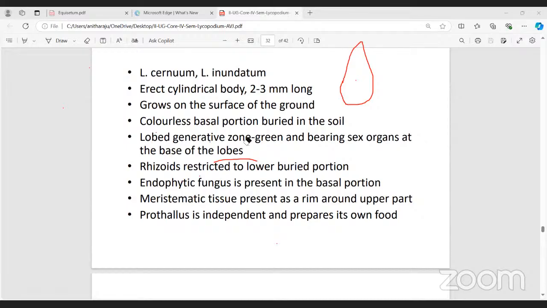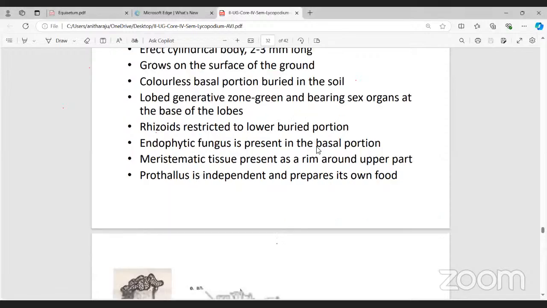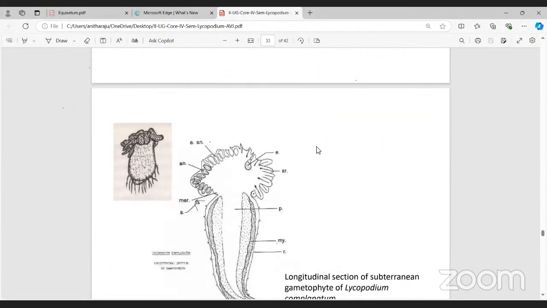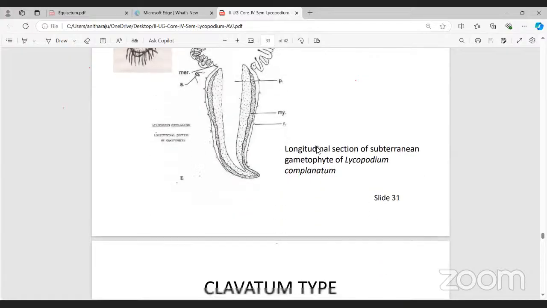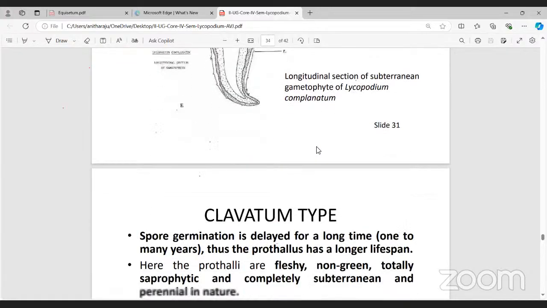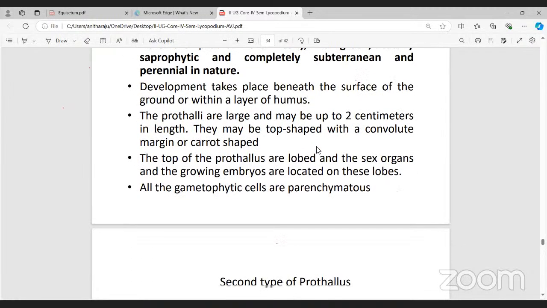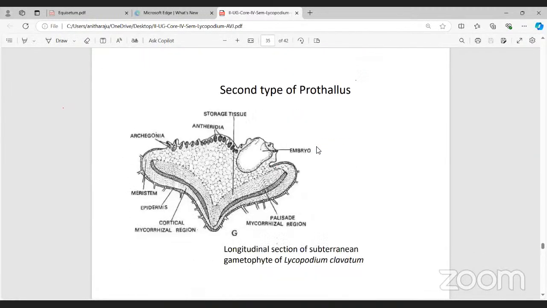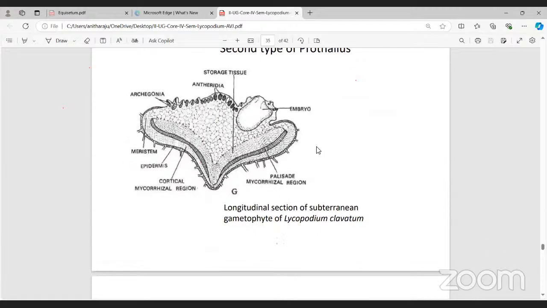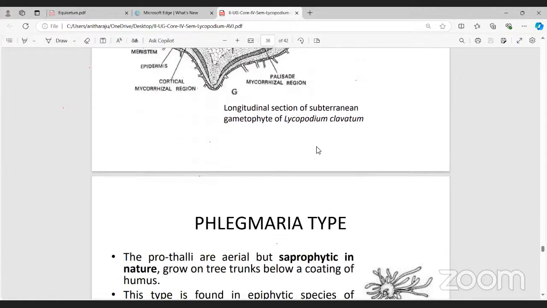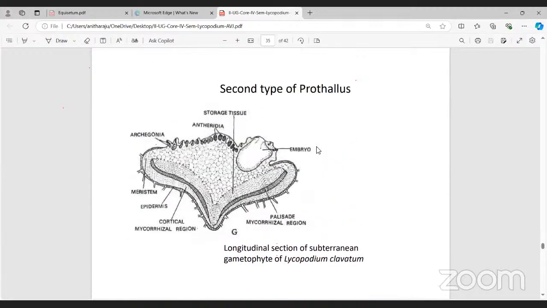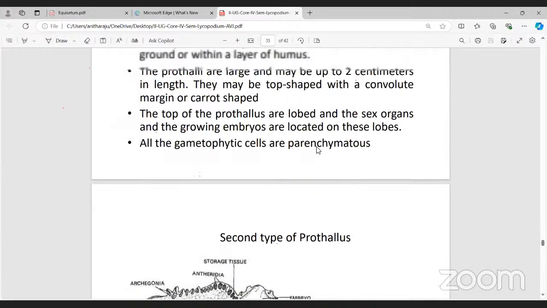So based on shape, as I already told you, this one is erect and cylindrical. The next one is Clavatum type. In the longitudinal section of the Clavatum type, you can see in the diagram, it is lobed or heart shaped.